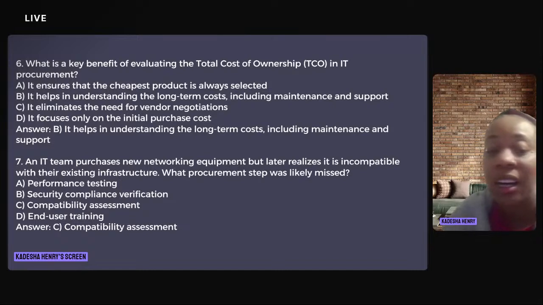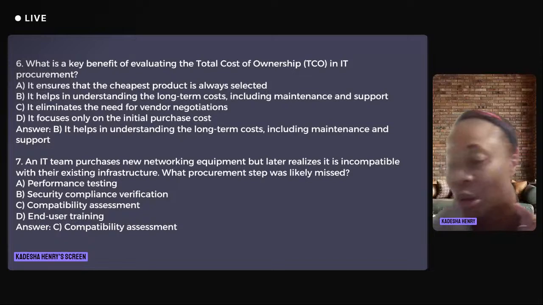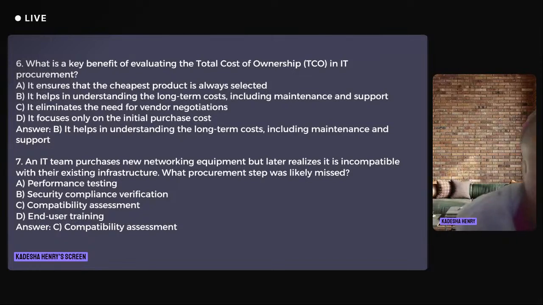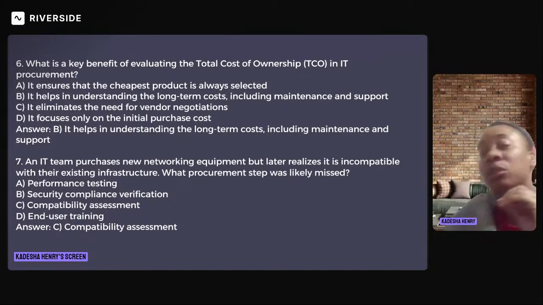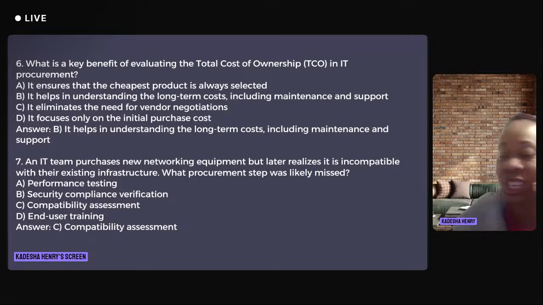So they lacked a compatibility assessment, because they should have done an assessment of their organization and known that the equipment they need must align with the business need. It must be compatible. When we say align, it must be compatible. It must be able to work for the organization. So that's where they went wrong. They did not do a compatibility assessment.